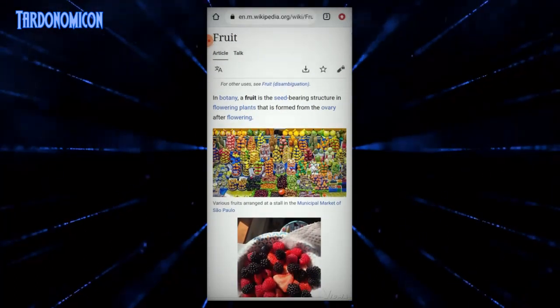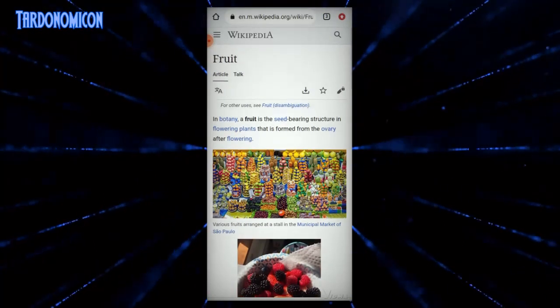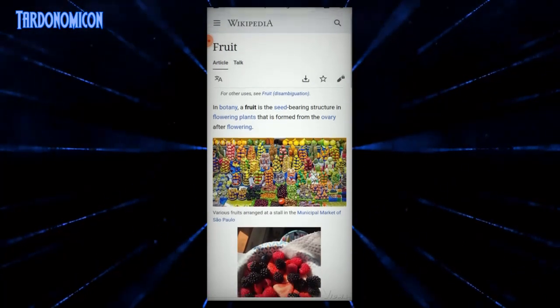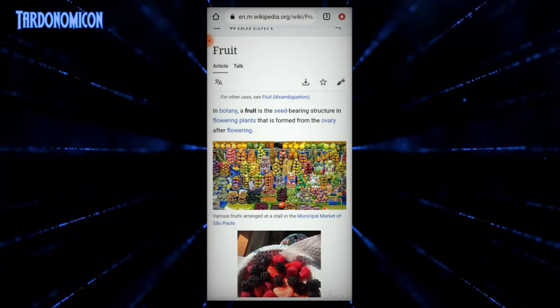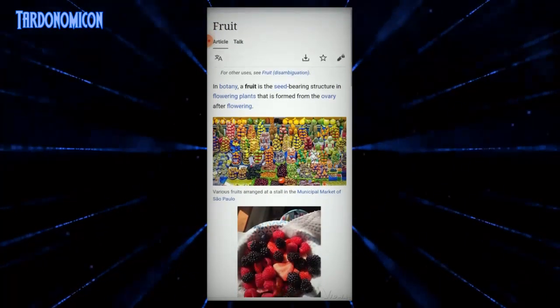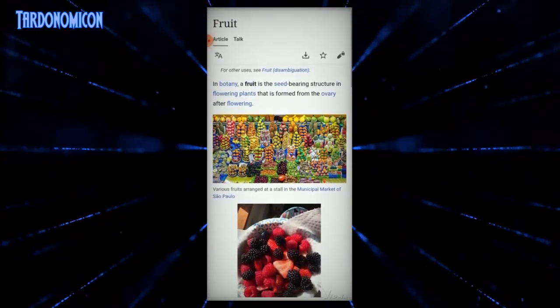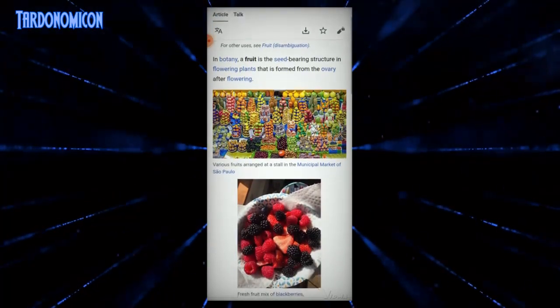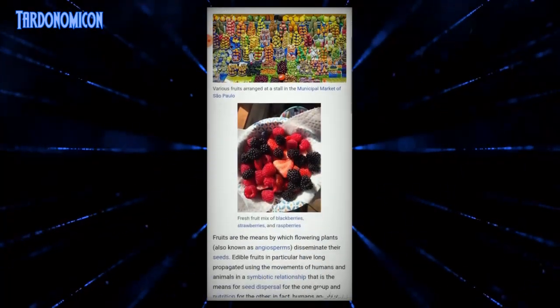Okay, because we're going to get into berries. Why do I support the use of berries? Okay, and are berries a functional food even? So in botany, a fruit is a seed-bearing structure in flowering plants that is formed from the ovary after flowering.